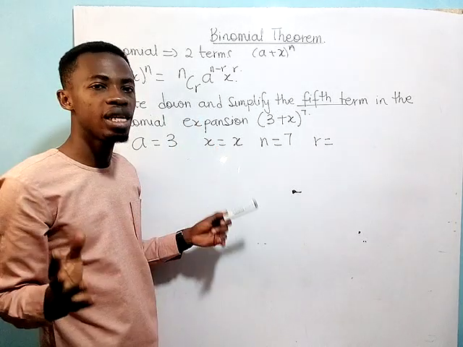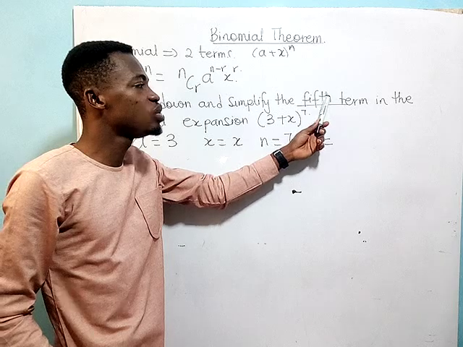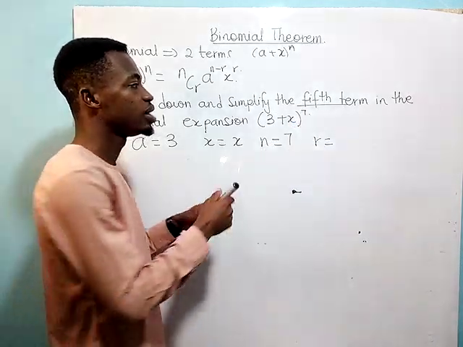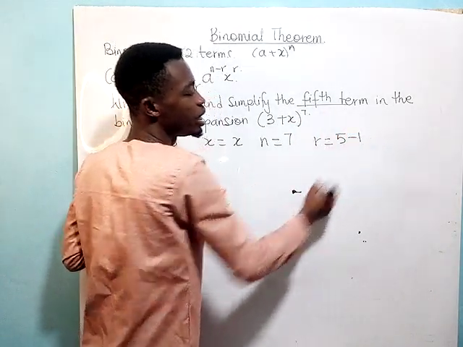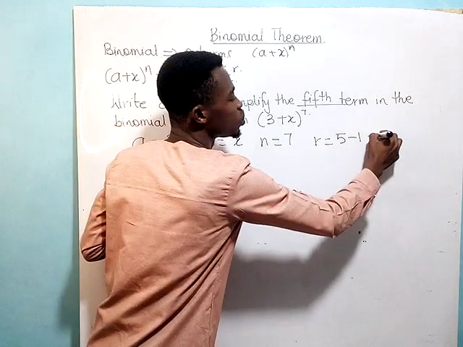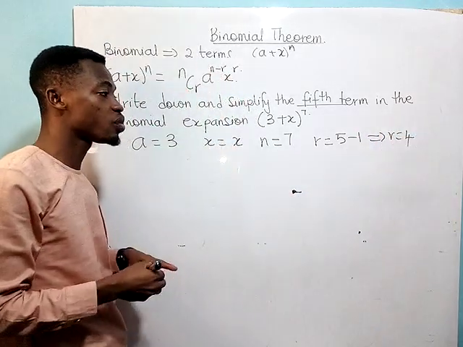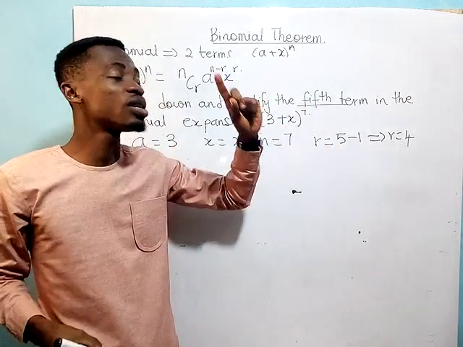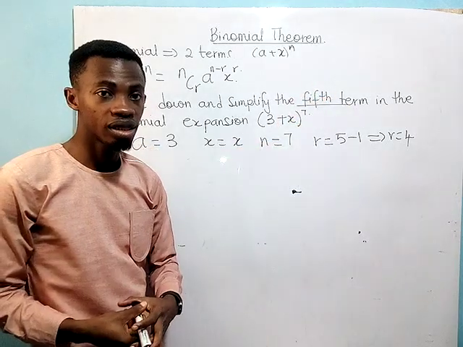Now to obtain the r, it is always one less than the term you are finding. So we are being asked to find the fifth term, so the r is going to be 5 minus 1. Therefore our r is going to be 4. It means that we are going to work with 4.